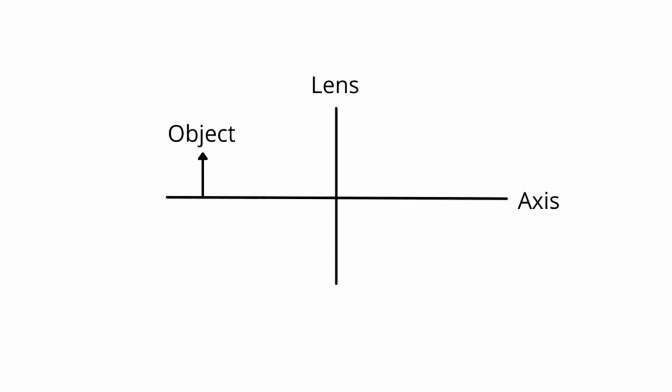Of course, we have the object. The object is commonly placed on the left side to easily construct the diagram. In connection, most diagrams use an arrow as an object representation for convenience.